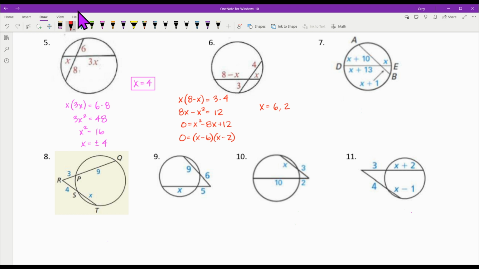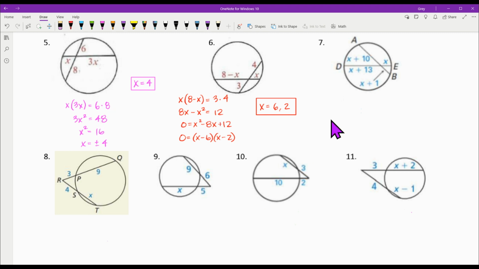So I got to check that. If I put in 6 here, that means that piece is 2, and that would leave that piece to be 6. So it can work. The whole point is it doesn't give me a negative segment length. So that means both of those are possible answers to this problem.